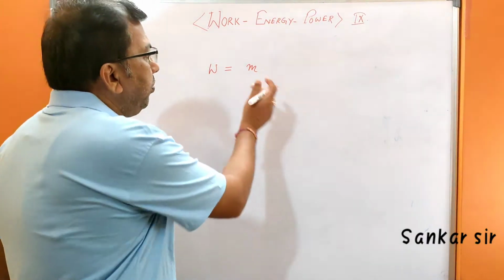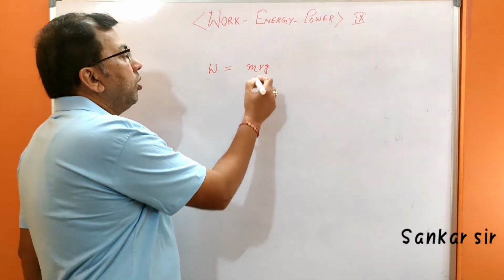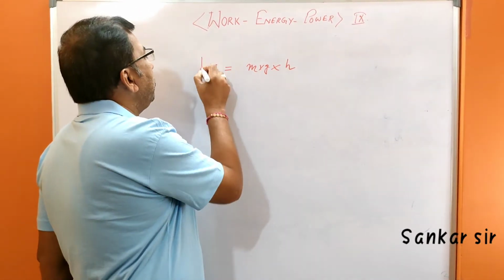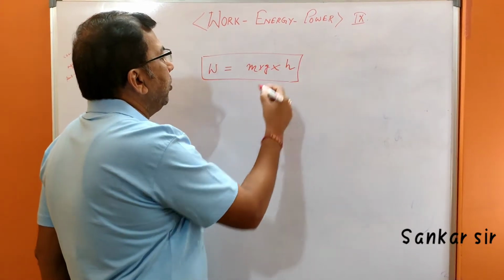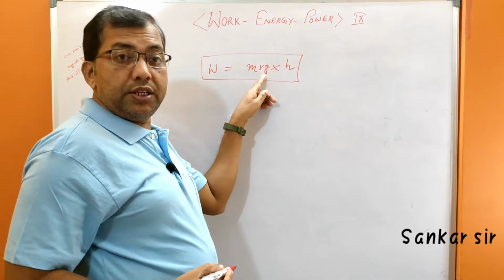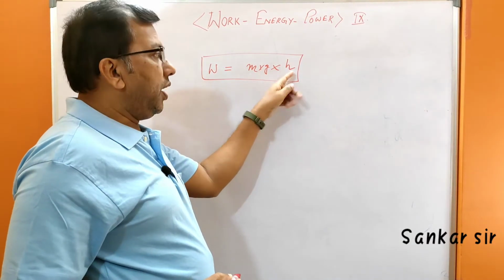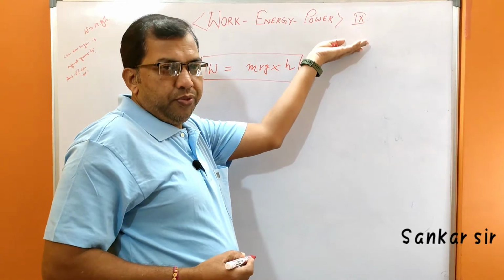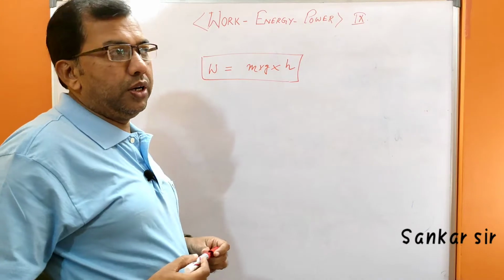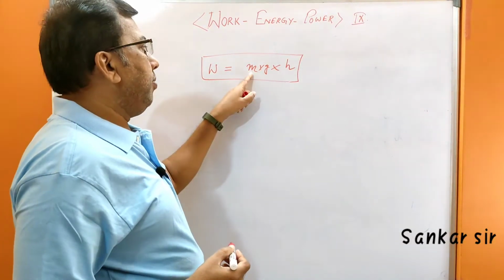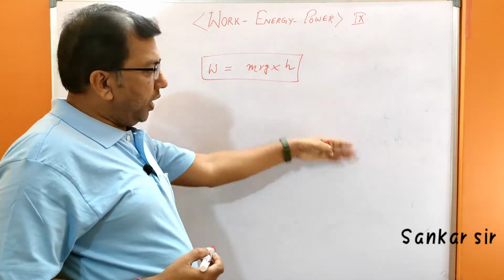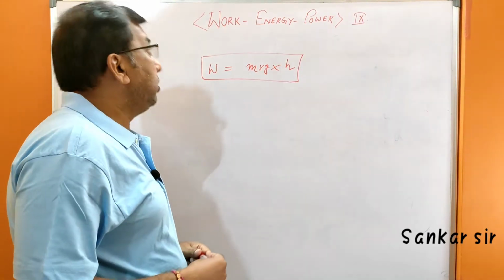It will be calculated as m into g. W equals weight into height, so W equals m into g into height. Clear? m is the mass of the body, g is the acceleration due to gravity, and h is the height to which the body is lifted. So the work done is calculated by applying W equals mgh. Okay, so next, energy.